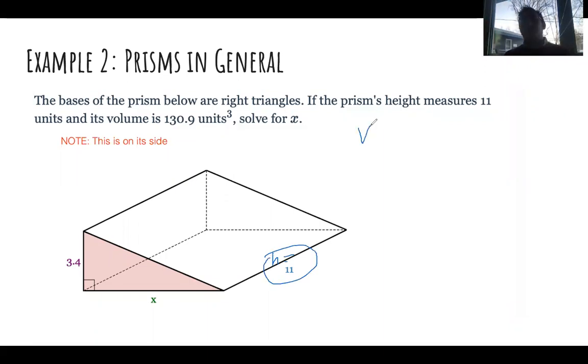So if I want to find that my volume is equal to capital B times H, I might want to find what the area of my base is going to be.